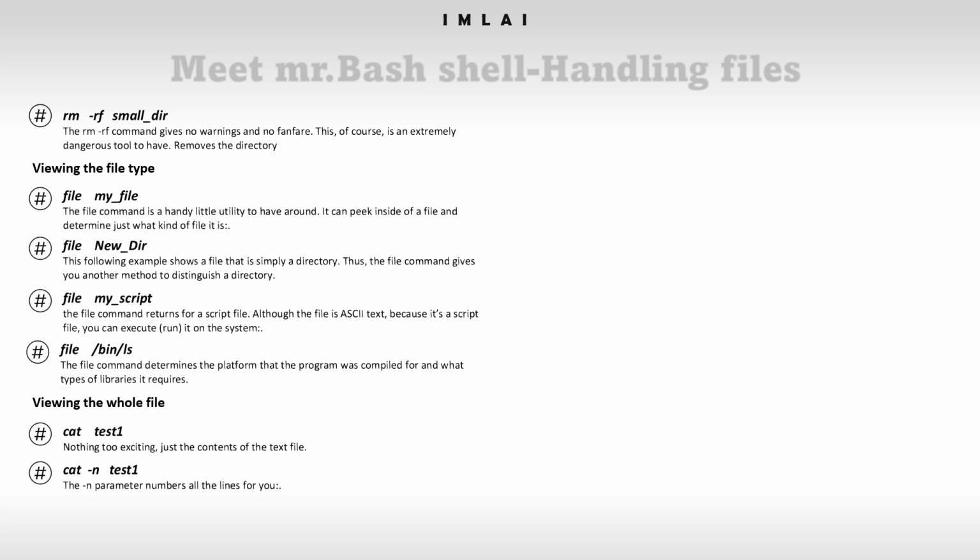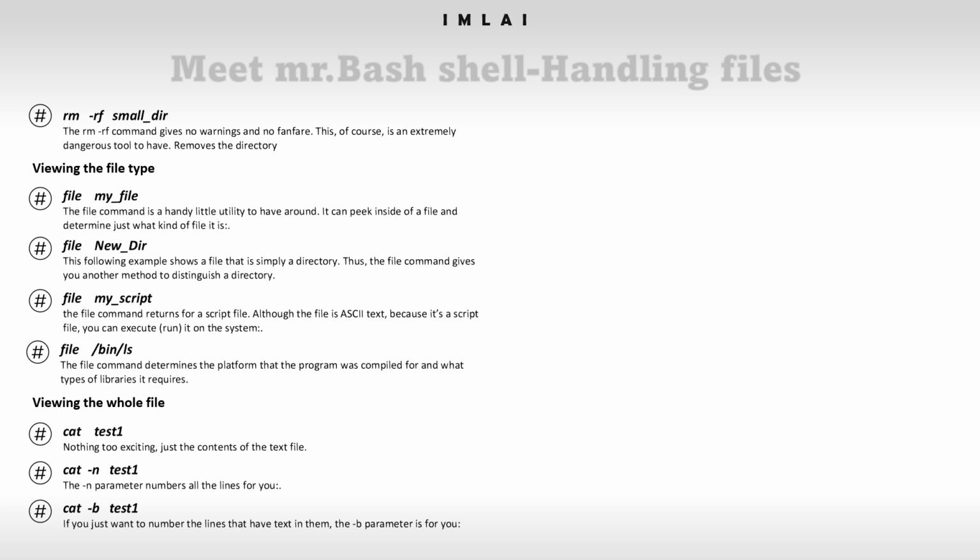If you use the -n parameter or option, it numbers all the lines for you, and the feature will come in handy when you are examining scripts. If you just want to number the lines that have text in them, then the -b parameter is for you. Finally, if you don't want tab characters to appear, use the -T parameter.